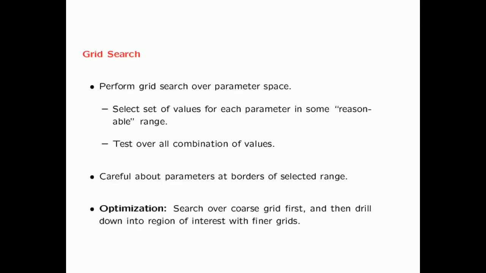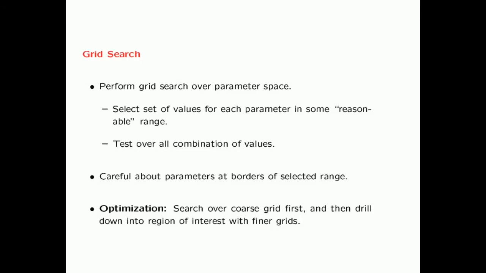So how do we choose the parameter values to test? We typically use a technique called grid search. For each parameter, you select a set of values in some reasonable range. Then, once you have a set of values for each parameter, you can determine all the combinations of values, test over each combination, and pick the best combination. This technique is referred to as grid search.